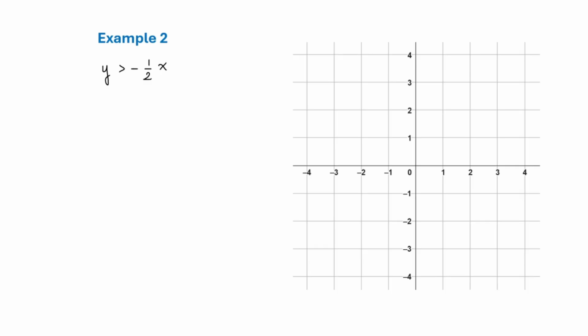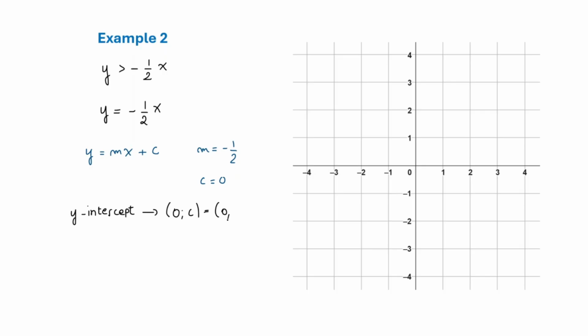Graph the inequality, y is greater than negative 1/2 x. First, we write the equation of the boundary line by replacing the inequality sign with an equal sign. So we get y is equal to negative 1/2 x. The equation is written with y as the subject, in the form y is equal to mx plus c, so we can use the gradient and the y-intercept to plot the line. Here, m is negative 1/2 and c is 0, so the y-intercept is the point 0, 0.